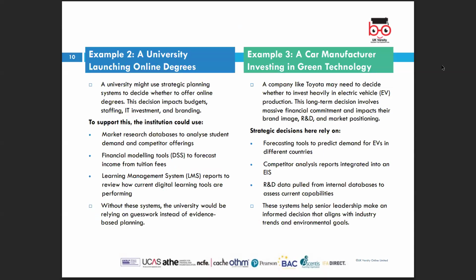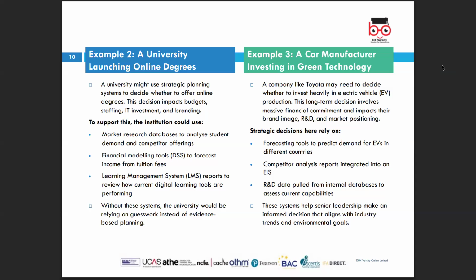Another example could be a university launching an online degree. We know that a lot of universities are providing the option for students to study remotely and access all the materials through portals. So there might be a strategic planning system to decide whether to offer online degrees. These decisions will impact the budget, staffing, IT investment, and branding.